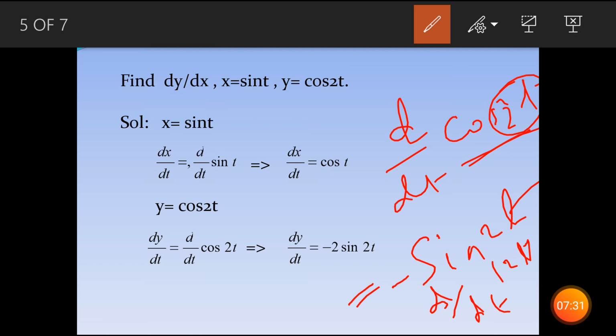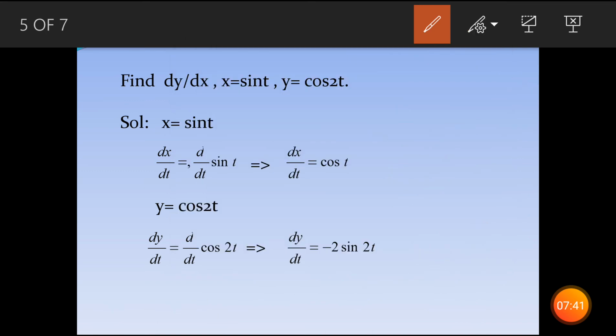Whatever we imagine, we re-differentiate it according to the chain rule. So d over dt of 2t is nothing but 2. So our answer will be minus 2 sin 2t. This is what our answer will be. So minus 2 sin 2t. So this is what we are going to get. Now what is left? Simply divide this expression by this expression and you will get your answer.